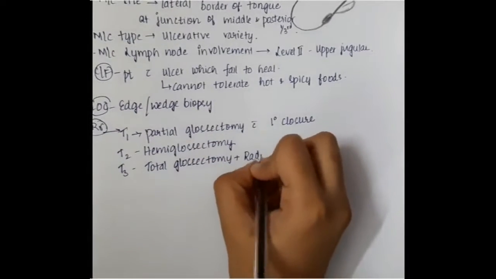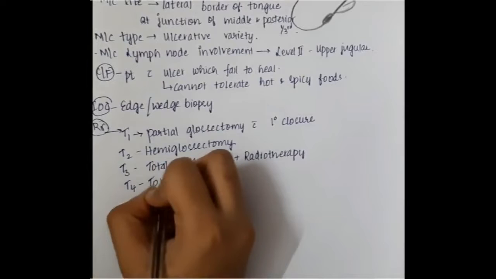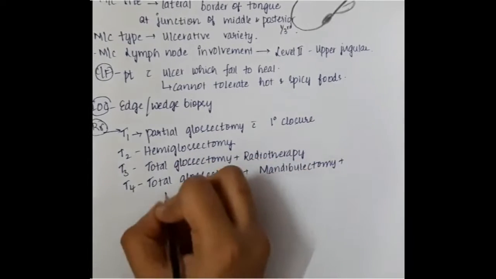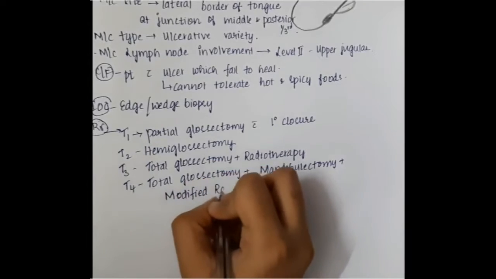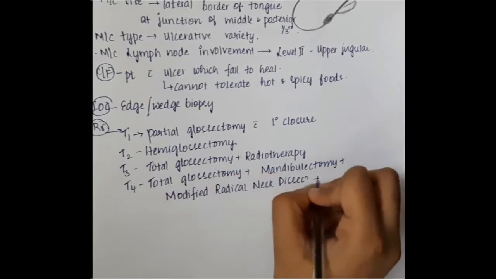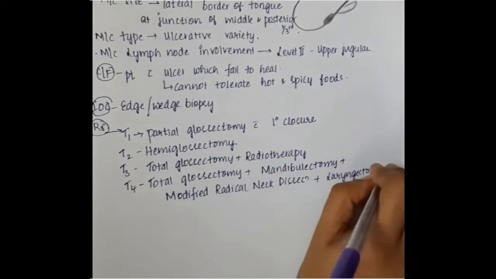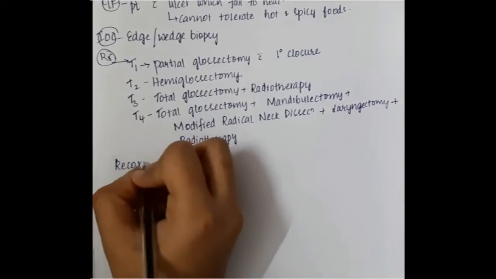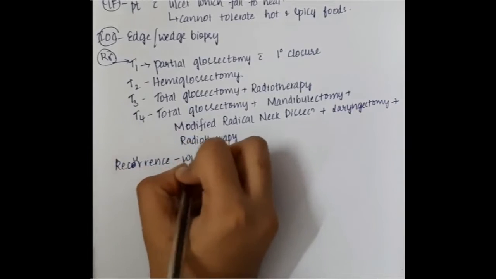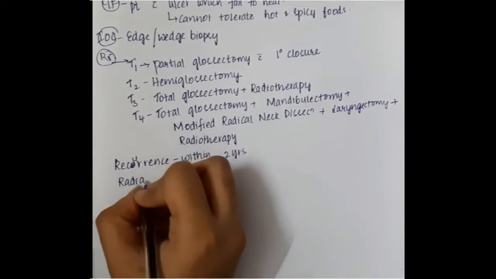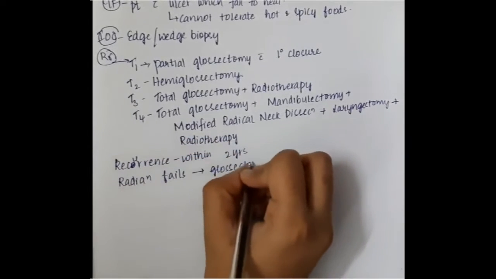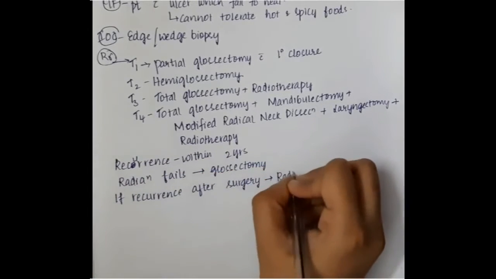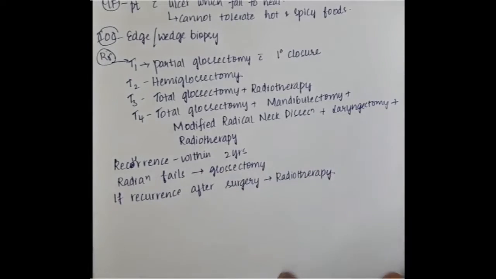In T3, total glossectomy with radiotherapy is done. In T4, you will have to do total glossectomy with mandibulectomy, modified radical neck dissection, and laryngectomy with radiotherapy. Now, recurrence of the tumor is within 2 years. If radiation fails, then we can do glossectomy. If recurrence occurs after surgery, then we can do radiotherapy.